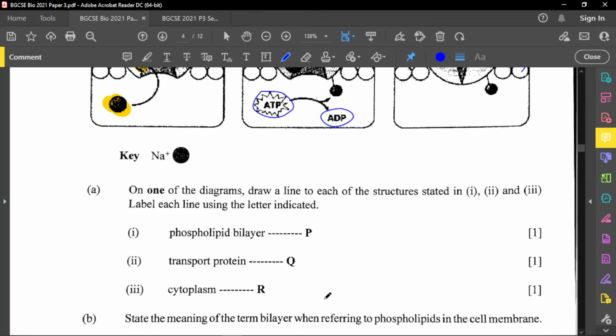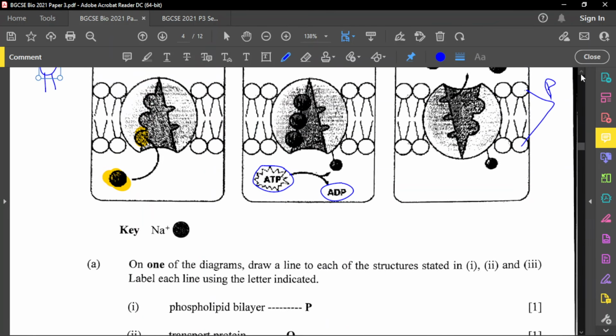And the transport protein is Q. So the transport protein Q, I talked about that. Any large structure you see within the cell membrane, or especially going through the cell membrane, is a protein.